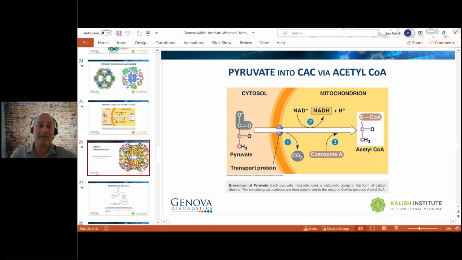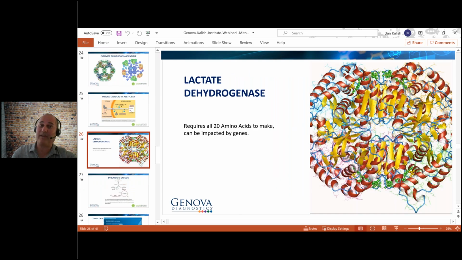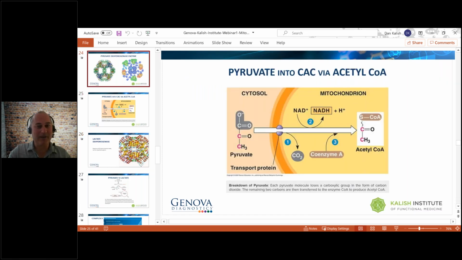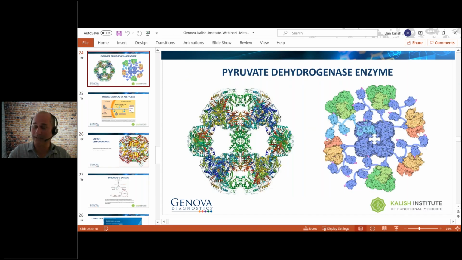And here's another enzyme. Remember we talked about pyruvate and lactate. Lactate dehydrogenase. Look at that. That is a big, complicated enzyme with hundreds and hundreds of amino acids strung together, I think it's like 1,200 or 1,500 something. In order to make this enzyme, how many amino acids do you need? You need all 20. If you're missing one, will it work? No.